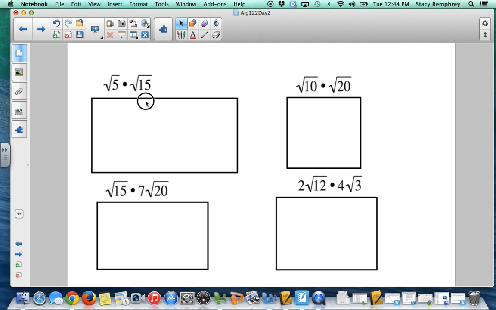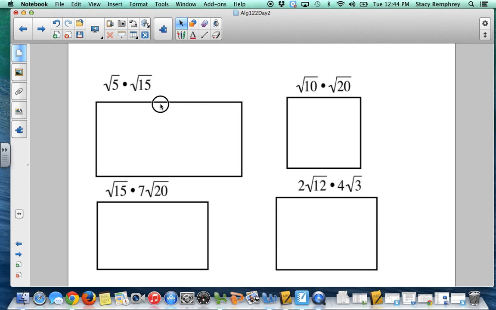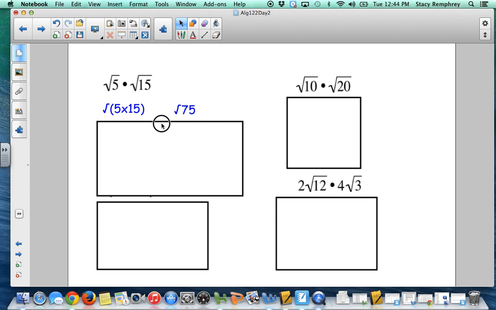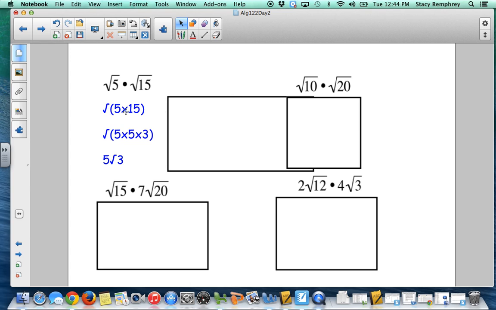For this one, there's a couple ways you can do it. I'm going to show you the way I would do it. I don't multiply these numbers together because I always think I'm going to have to factor it anyway to figure out if there's any doubles. So I just wrote 5 and 15 together. I factored the 15 to 5 and 3, said here's a double, and I pulled it out.